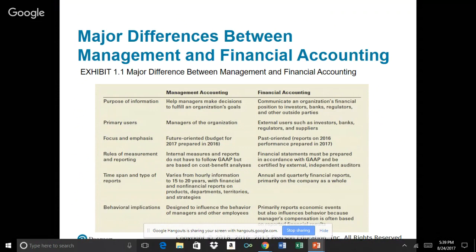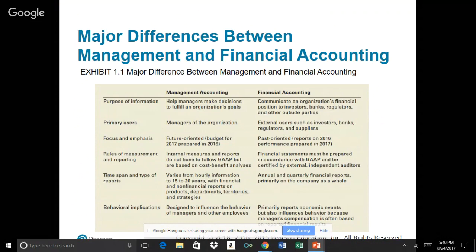The rules of measurement and reporting. As I said earlier, management accounting does not follow GAAP. It is basically all internal, and no one on the outside of the company really sees these reports. Financial statements must be prepared, of course, according to GAAP, and they are certified by independent auditors. Now, on the management side, the auditors would never see these reports.